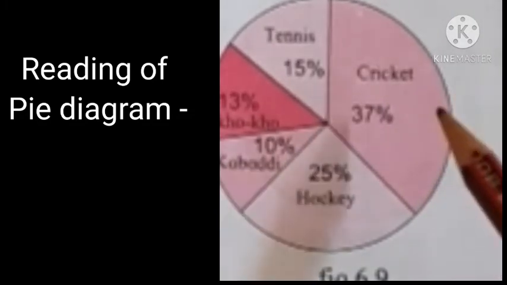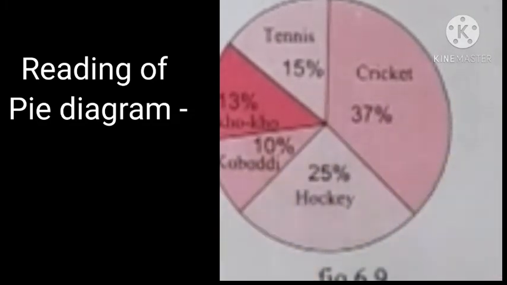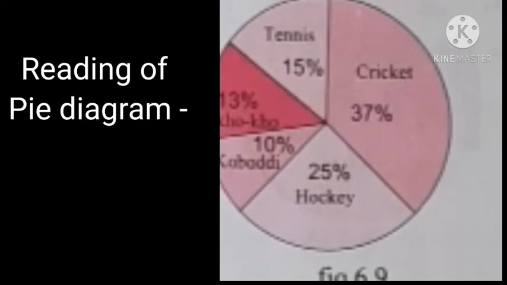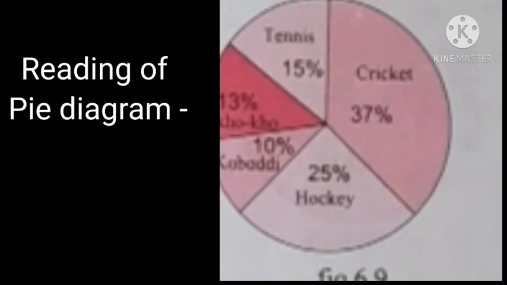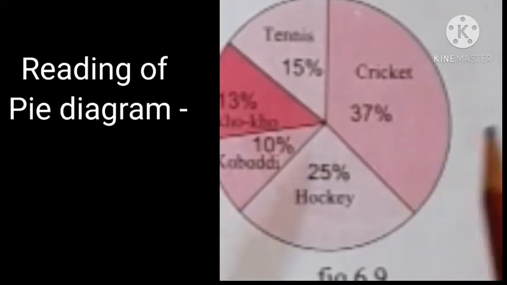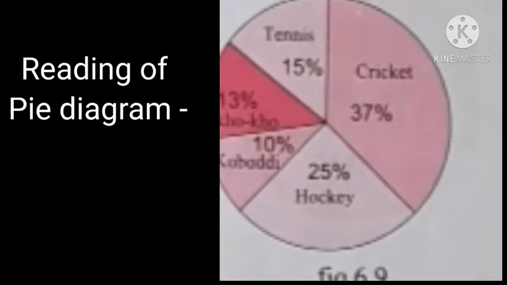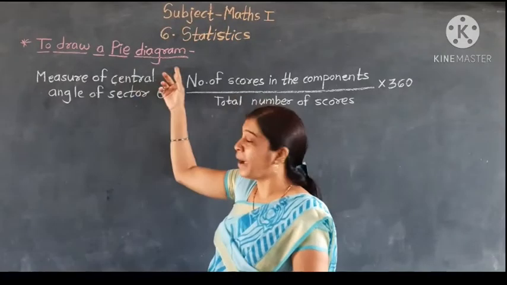We see such types of figures in newspapers given in the form of pie diagrams, for example, annual budget, performance of different nations in Olympic games, etc. So how to draw this pie diagram we will see today. To draw a pie diagram.